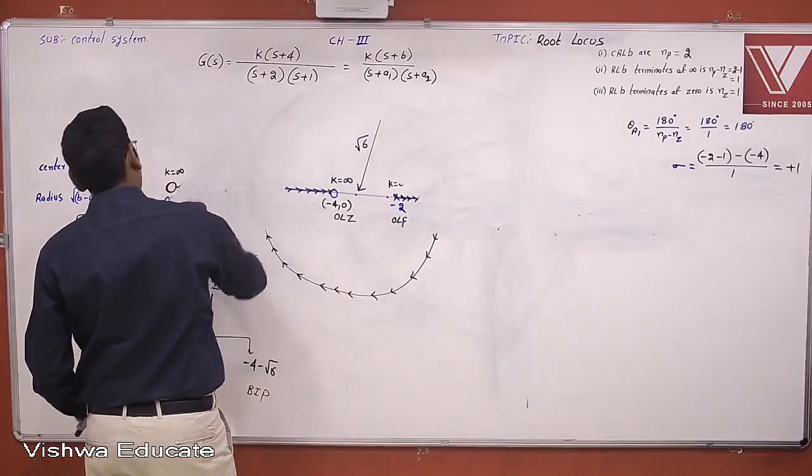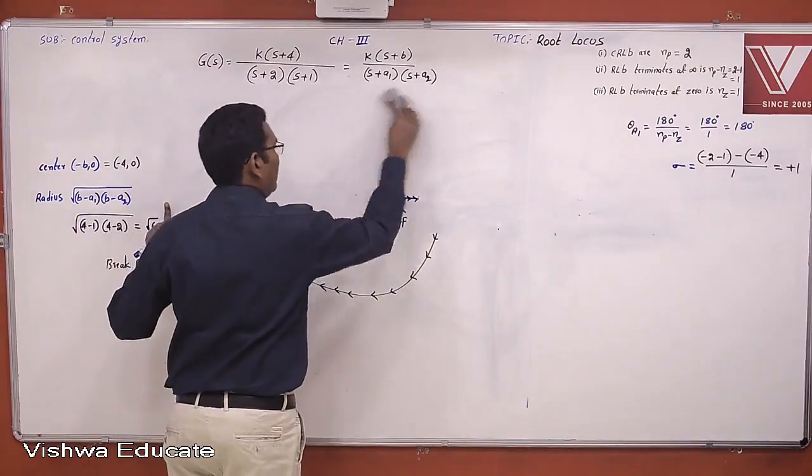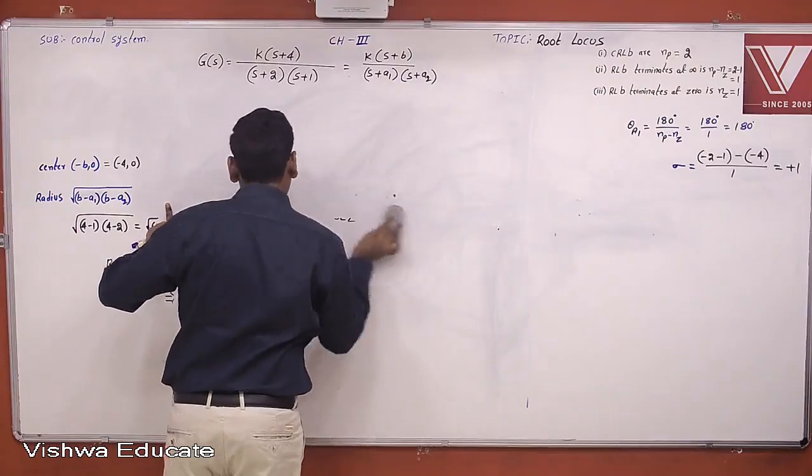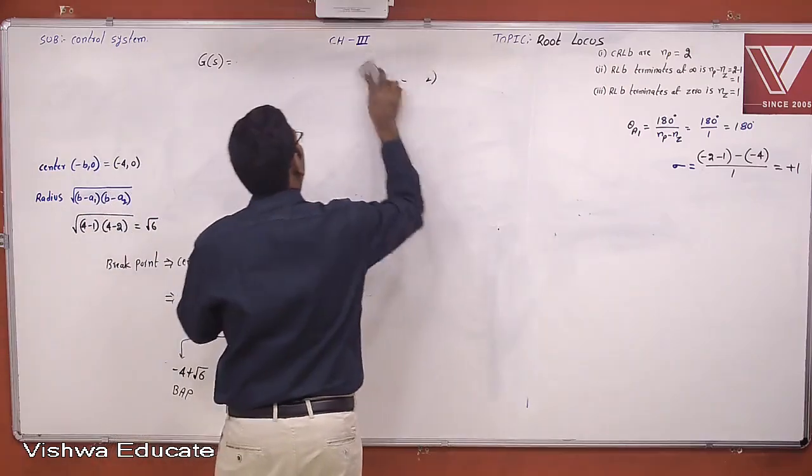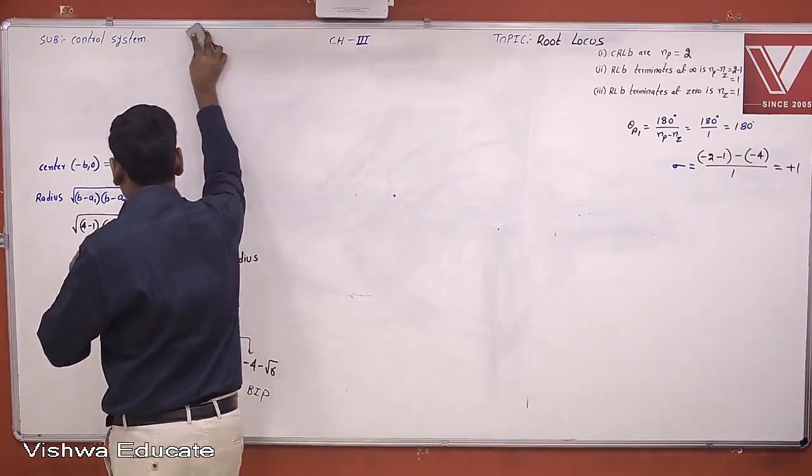Now almost all of these are of a similar kind. The circle and radius forms are all similar. Sometimes this problem is given and it asks only for the breakaway point or break-in point. In such a situation also it is very easy.